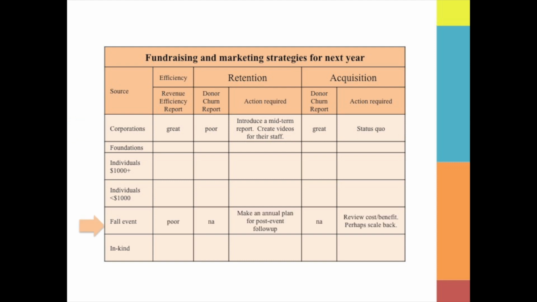Here's another example. The cost efficiency of the fall event is poor. How do we improve on that? Let's scale back and redirect our acquisition efforts away to another revenue stream.